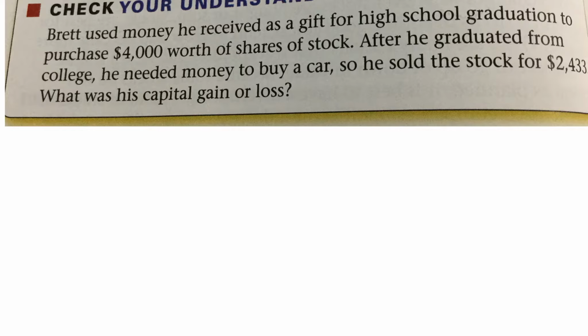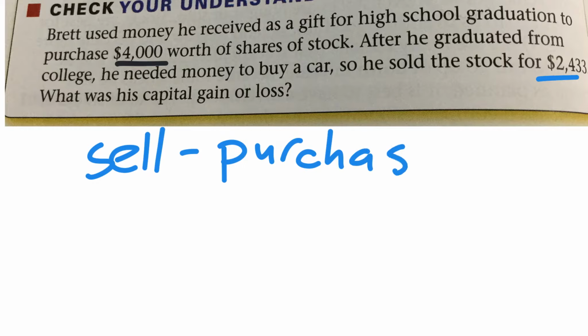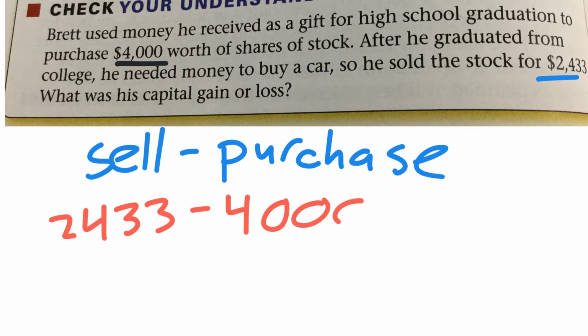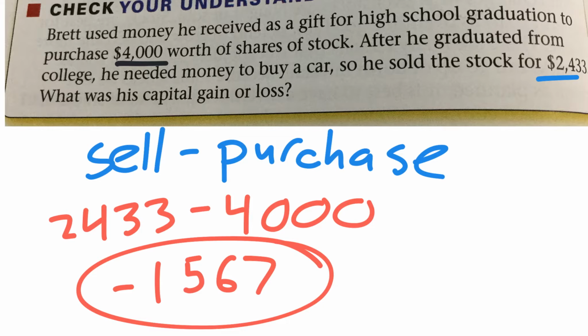Okay, so this has a very similar setup. She purchased shares for $4,000. After she graduated, they needed money, so they sold the shares for $2,433. So the selling price minus the purchase price is how we find the net gain. This time they sold the shares for $2,433 after purchasing them for $4,000. So it's going to be a net loss this time, so we expect the answer to be negative. And when we perform this calculation, you should get negative $1,567, which shows that it was a loss.